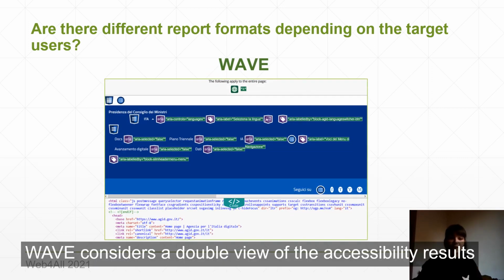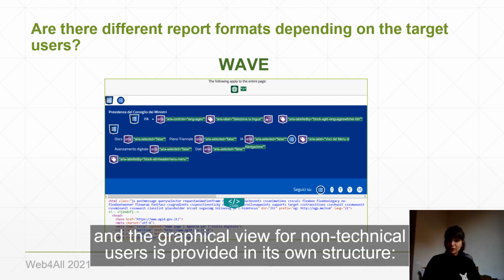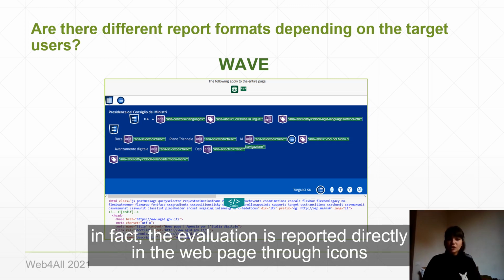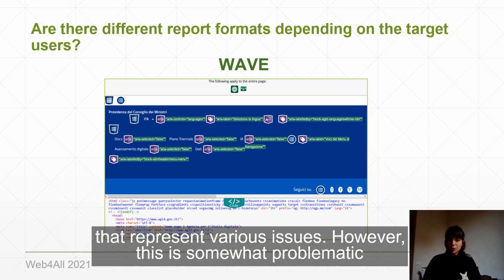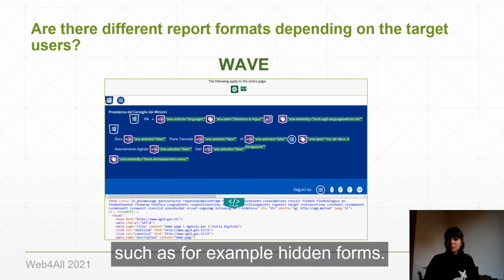Wave considers a double view of the accessibility results. The code-oriented one is available in the code panel at the end of the web page evaluated, and the graphical view for non-technical users is provided in its own structure. In fact, the evaluation is reported directly in the web page through icons that represent various issues. However, this is somewhat problematic if users have issues with the user interface parts that are not yet visible, such as, for example, hidden forms.